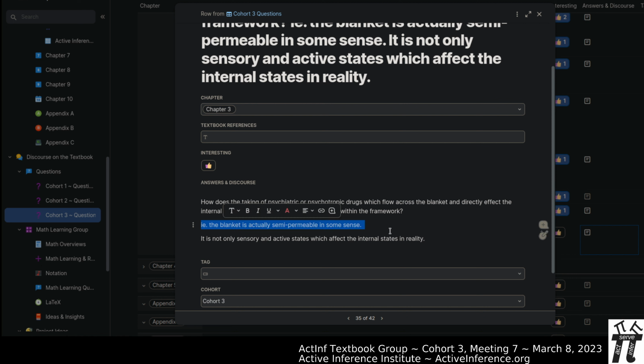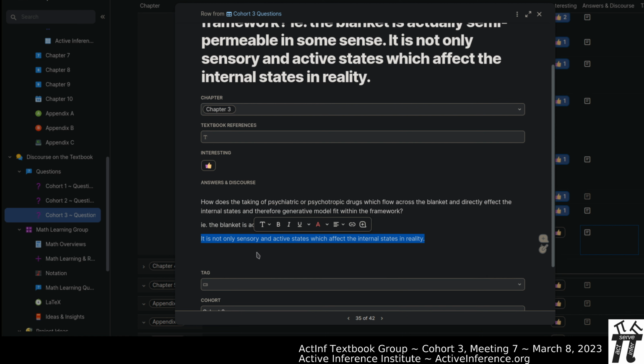However, more broadly, this concept of semi-permeability is being addressed with the blanket index, as well as dynamic blankets. And it's not censoring active states which affect the internal states in reality. Again, in the reality of the particular partition on the Bayes graph, this is the definition of what the blankets are. However, whether the labeled and assigned nodes in the map have this or that relationship to different embodied territories is the map-territory question.